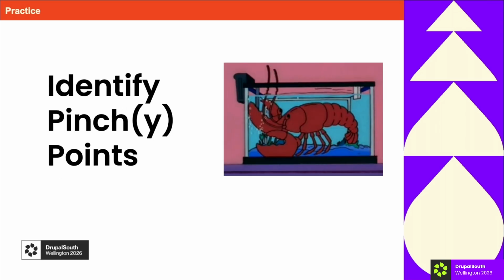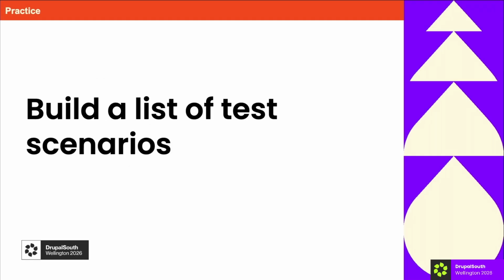The first thing you do is you identify pinch points. So we want to find places in our applications where things are the slowest, and you build a list of test scenarios.